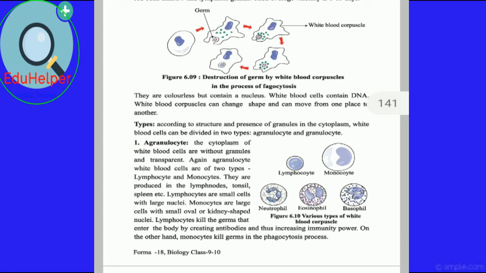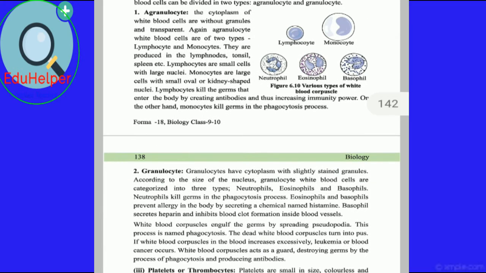Granular means that there are solid particles, and agranulocyte means that there are no solid particles. The form of the nucleus is not granular-looking; that is why you can say agranulocyte. Here the nucleus forms like a granule; that is why you can say granulocyte. They are distinguished by the presence or absence of granules in the cytoplasm.